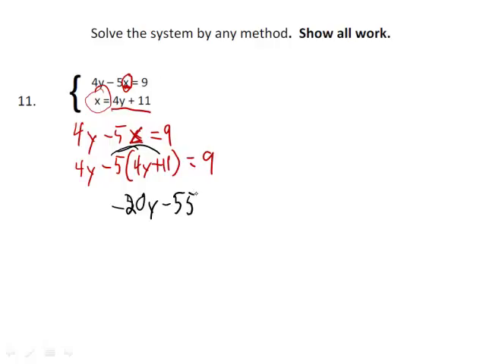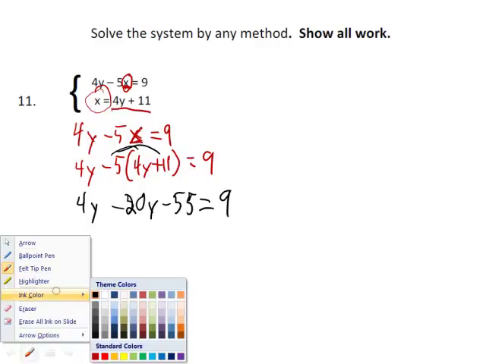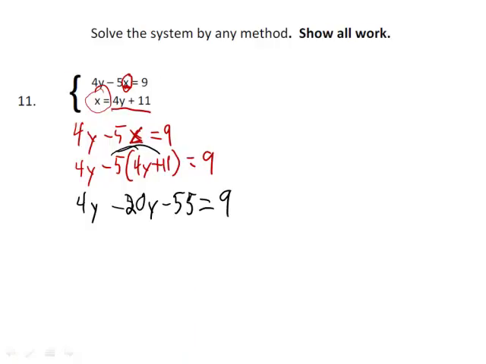Some of you that I was helping today were doing plus negative 55. It's going to mess you up when you go to finish solving this. If it says plus negative, just change it to minus. That's the same thing. And it equals 9. All right. What do you think about these like terms here? 4y minus 20y, that's negative 16y, minus 55 equals 9.